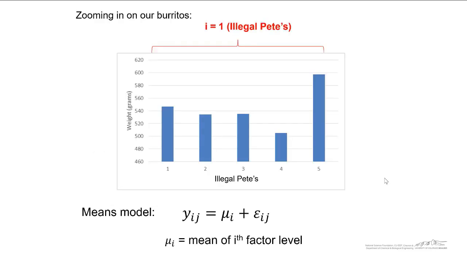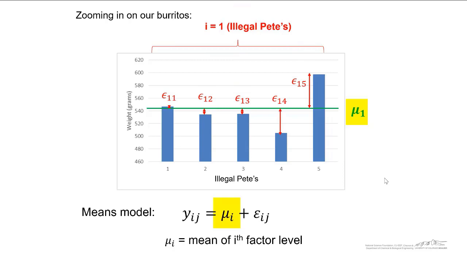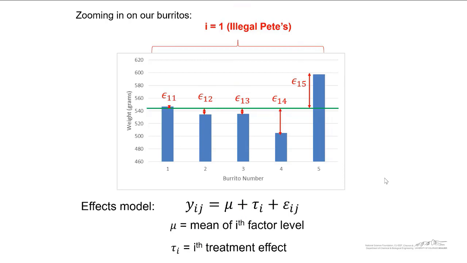Let's take a look at the means model. Here we're zooming in on our burritos and we're just looking at the first treatment. This is Illegal Pete's. Every observation we see when i equals 1 can be given by the overall mean of group 1, so that's mu1, plus some sort of epsilon or variation from that mean. In the effects model, instead of coming up with a treatment mean, mu i, we replace the treatment mean with mu, which is our overall mean, our grand average, plus a treatment effect, tau i. And so we can replace mu1 with the grand average mu plus some sort of treatment effect, tau 1.